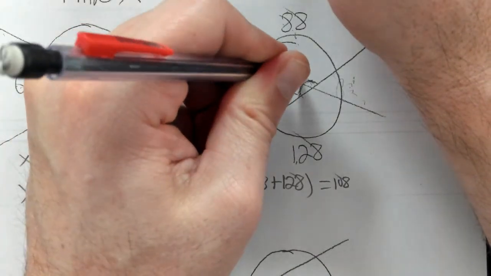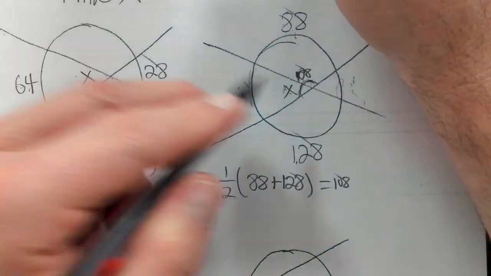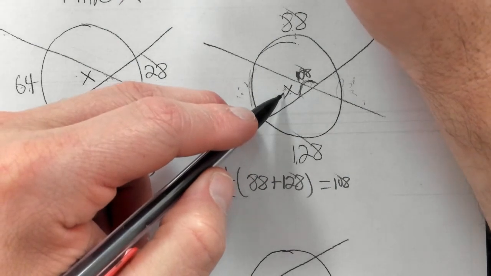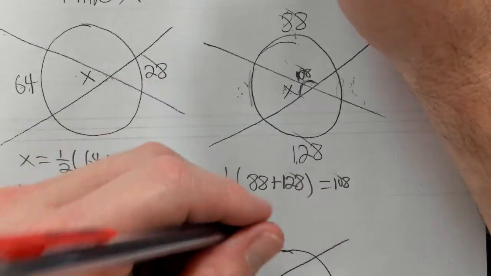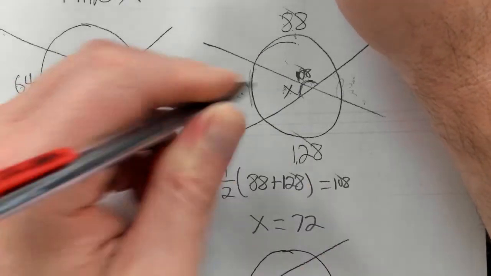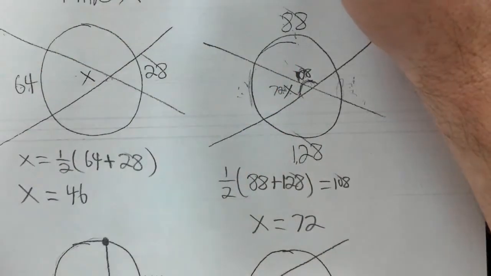So that means this angle right here is 108. Well, if this angle right here is 108, how am I going to get this one? I need to do 180 minus 108. They're a linear pair, which means the x that I'm looking for is actually 72. So if this one's 108, this one's 72, and then that's your answer.